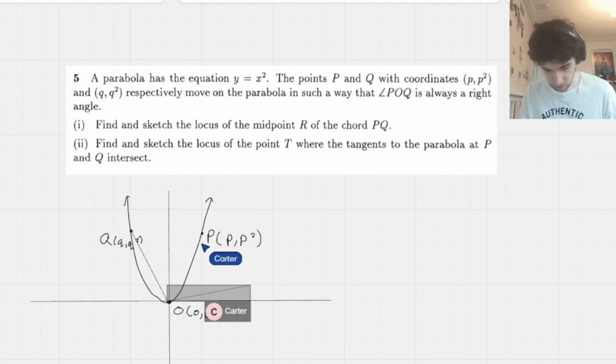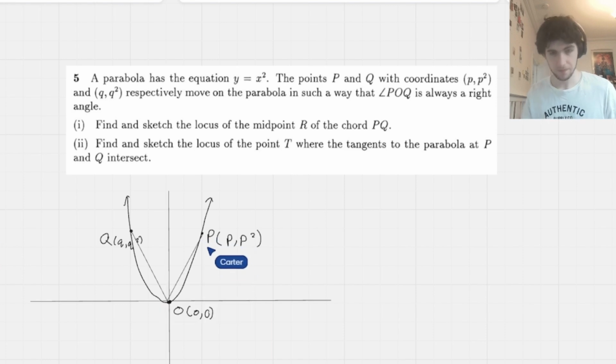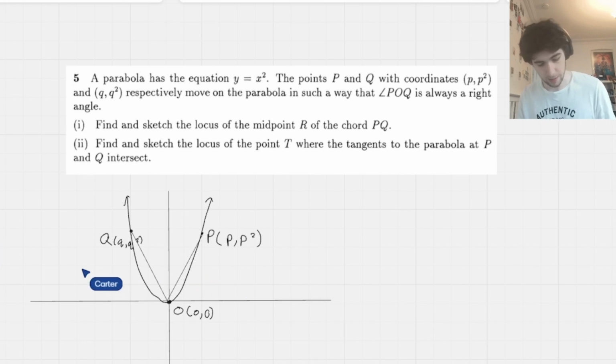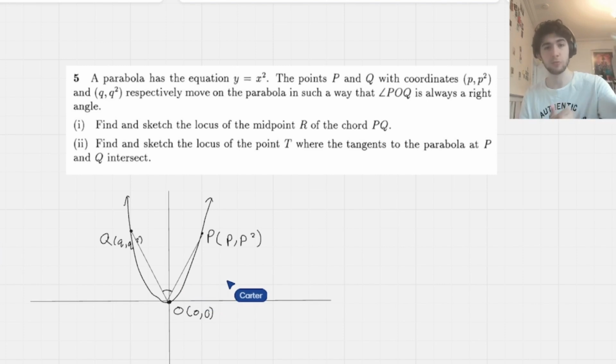So what we really care about is this angle here, the angle between those two lines. The first line is connecting the point Q and the origin, and the second line is connecting the origin and point P. We're interested in the angle between those two line segments.